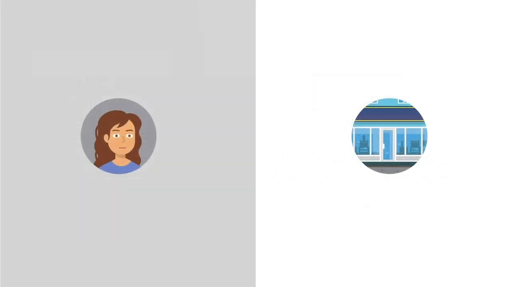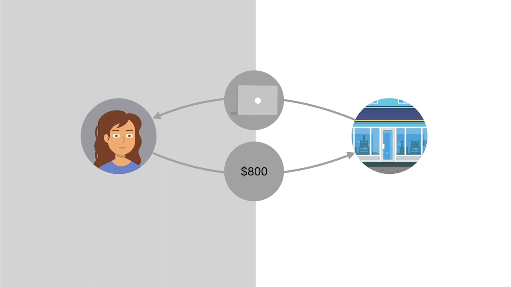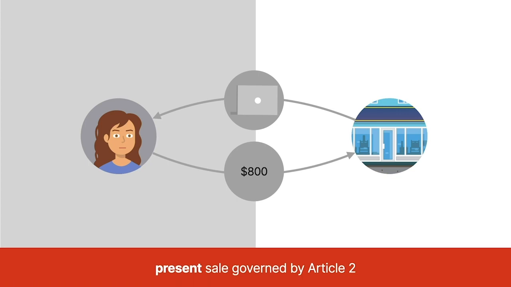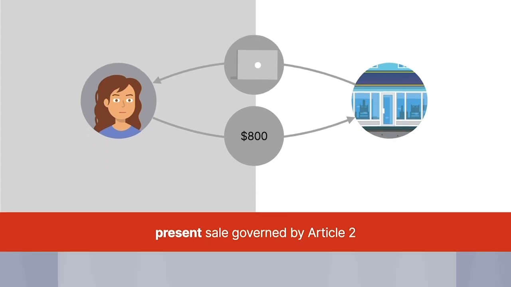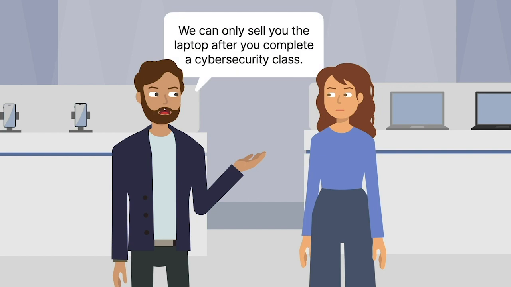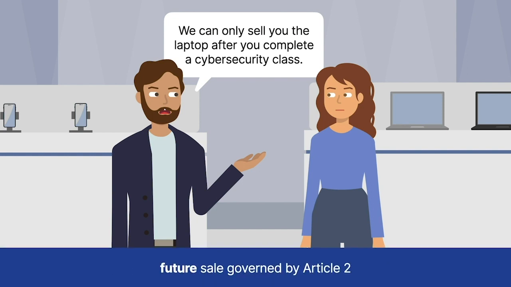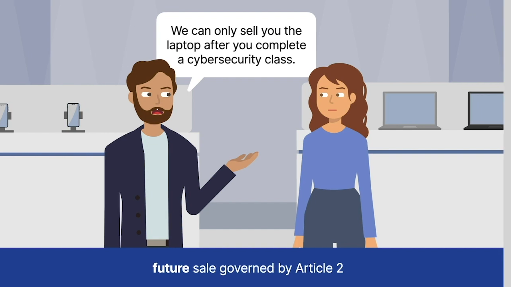For example, imagine that a student wanted to purchase a laptop from an electronics store for $800. If the electronics store gave the laptop to the student in exchange for $800, a present sale governed by Article 2 has occurred. Now let's say the electronics store only agreed to sell the laptop to the student after she completed a cybersecurity class. This was still a sale governed by Article 2, but it's called a future sale because the agreement contemplated that the transfer of ownership would occur sometime after the agreement was made.